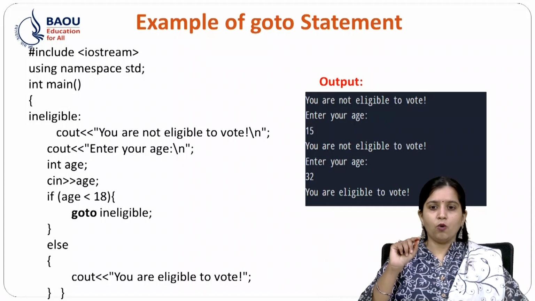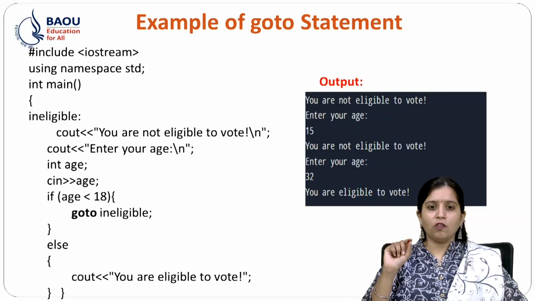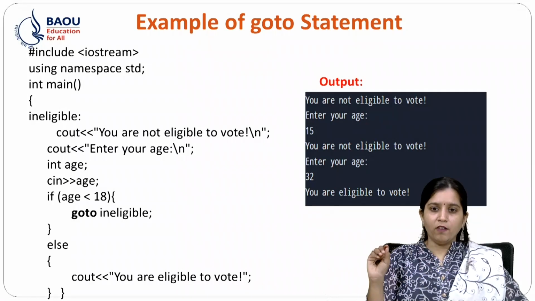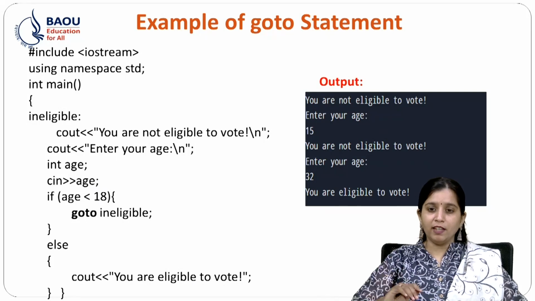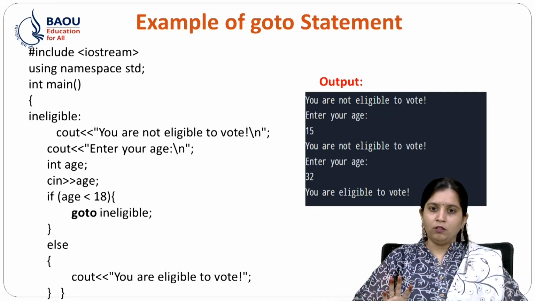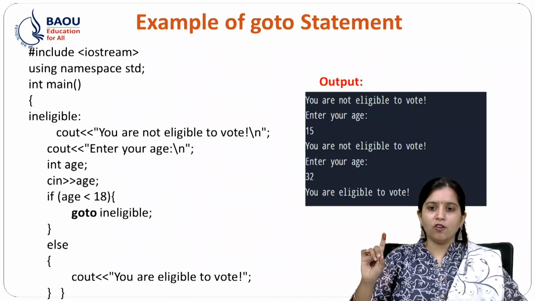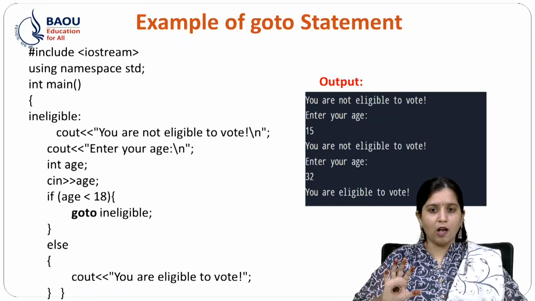So whenever the goto statement is there, this is the disadvantage of the goto statement. Whenever the program runs at least one time, the goto label statement will be printed. So you are not eligible to vote will be printed every time, whether the condition is true or not. So this is the disadvantage of the goto statement. That's why goto statements are not used nowadays.